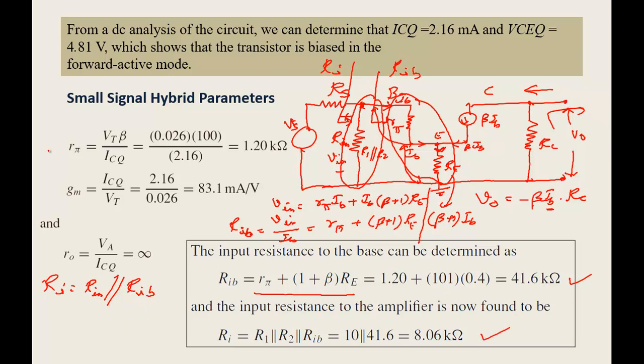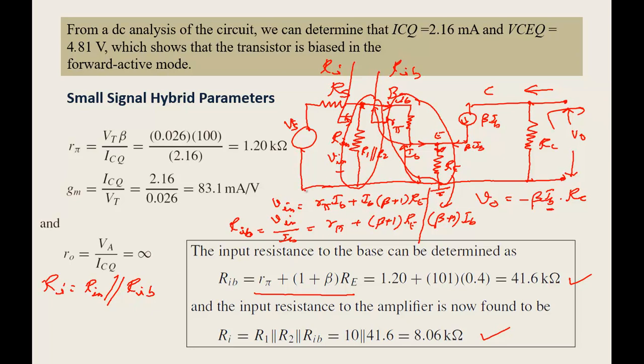Now before that, you can find out your R pi also using your DC values: Vt by ICQ, Vt beta by ICQ, and Gm is equal to ICQ by Vt. And this is anyway infinite. So now we can substitute these values that I am getting now.